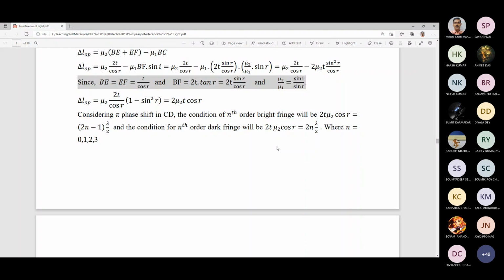Yes. Sir, when to consider 2n plus 1 lambda by 2 or 2n minus 1 lambda by 2?